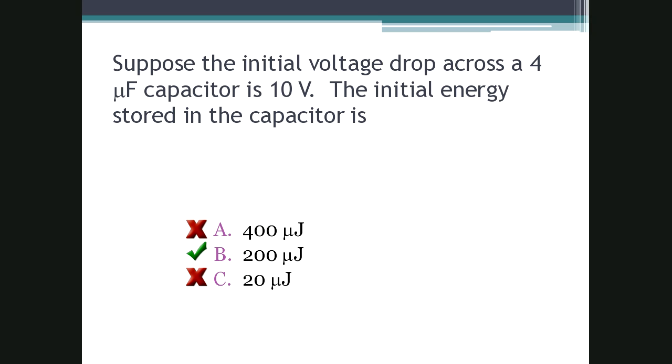There we go. So suppose the initial voltage drop across a 4 microfarad capacitor is 10 volts. The initial energy stored in the capacitor is what? Now, without going back to the previous slides to look at the energy equation, just get used to memorizing a few of these equations. You did really well with Ohm's law and KVL and KCL, where we had capacitance times V of t, parentheses, times... I think I'm going to say squared.